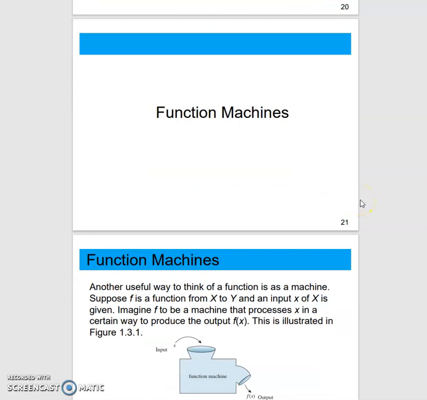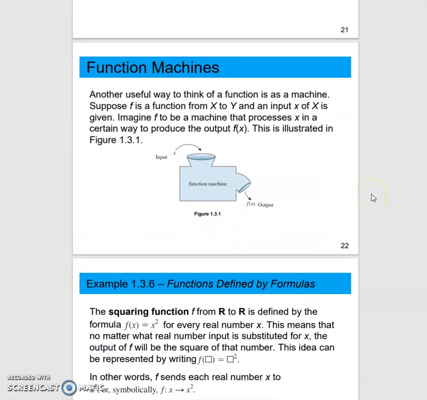The last thing we'd like to talk about here are function machines. You may have seen these before, and this is a way of just representing visually that some function is happening. We don't necessarily know what it is. We're going to input this x value. Again, something happens to it, and the output is that function value f of x.